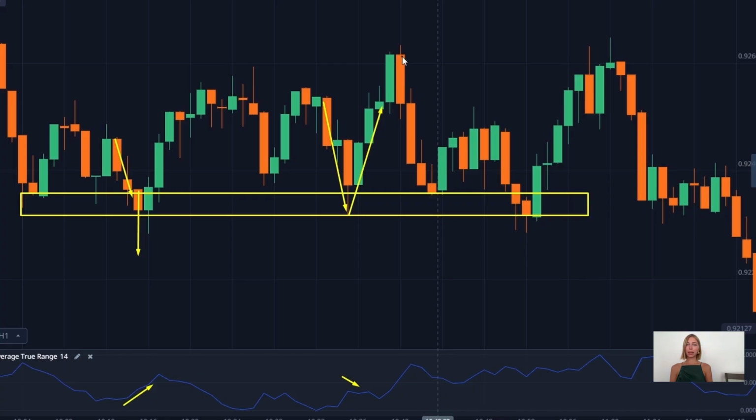As another example, I can mention this situation. As we can see, in this case, the price again came to this support level. The ATR value at this approach was going down, and the price made a pullback move. From this it follows that if the price approaches a level and the ATR value goes down during the approach, it indicates a pullback movement. Now let's move on to trading.